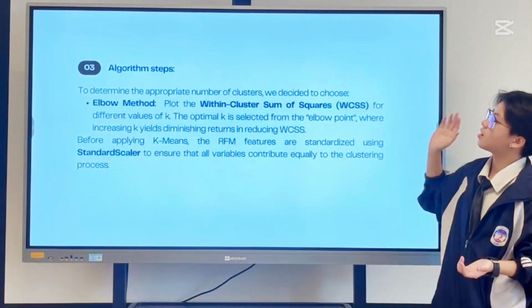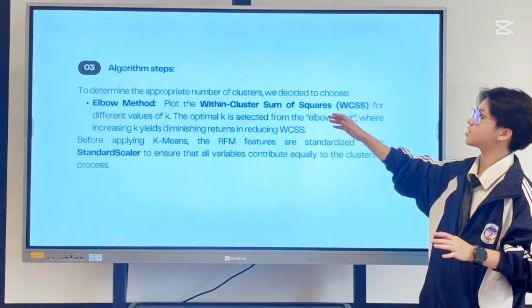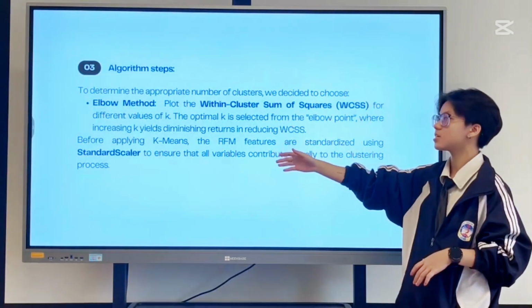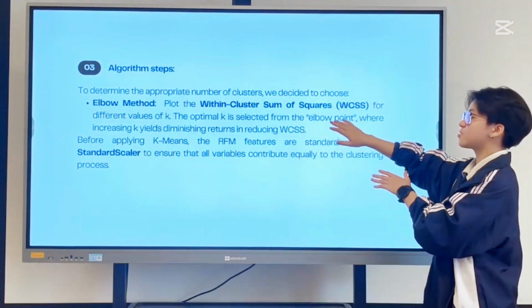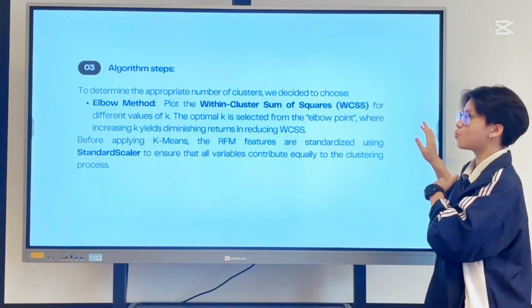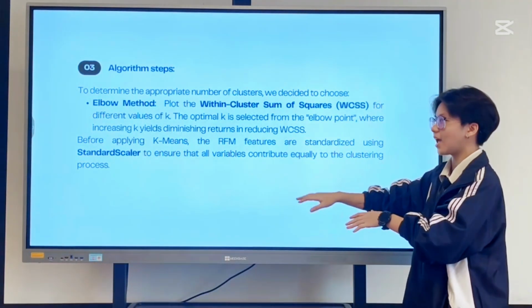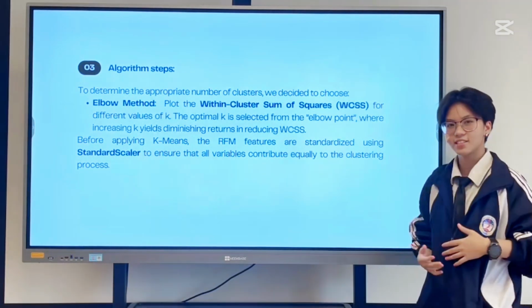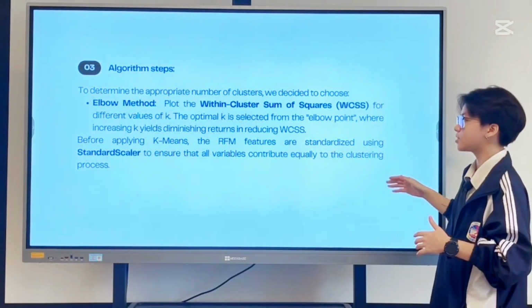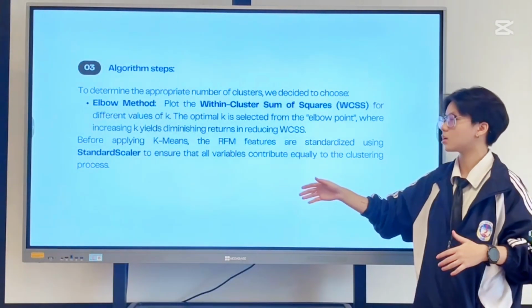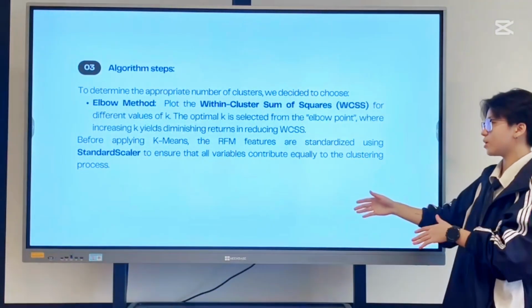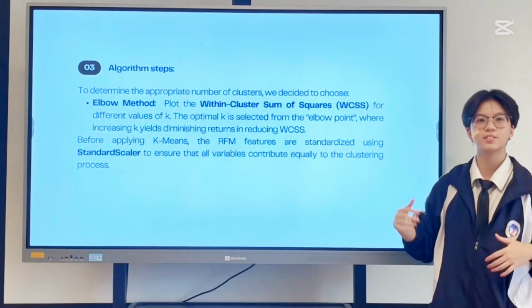And then, to determine the appropriate number of clusters, we use the elbow method. We plot the within-cluster sum of squares, which stands for WCSS, for different values of k. And before applying K-means to cluster, the features are standardized using StandardScaler to ensure that all the variables contribute equally to the clustering process.